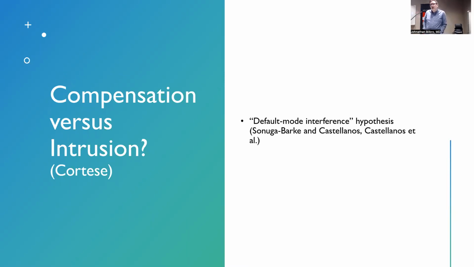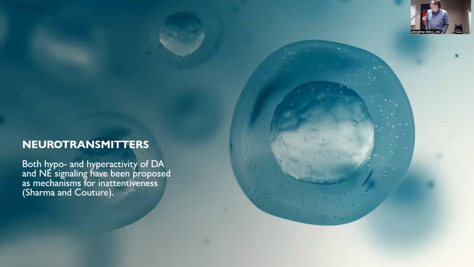So there's a network of regions in the brain called the default mode network that we typically think of as being active when someone is more at rest, right? Not doing some kind of task that requires direct attention. And the idea here is that in patients with ADHD, perhaps that area of the brain is overactive during a task that requires attention, thus causing interference and leading to the problems we see with attention in patients with ADHD. And then finally, neurotransmitters.